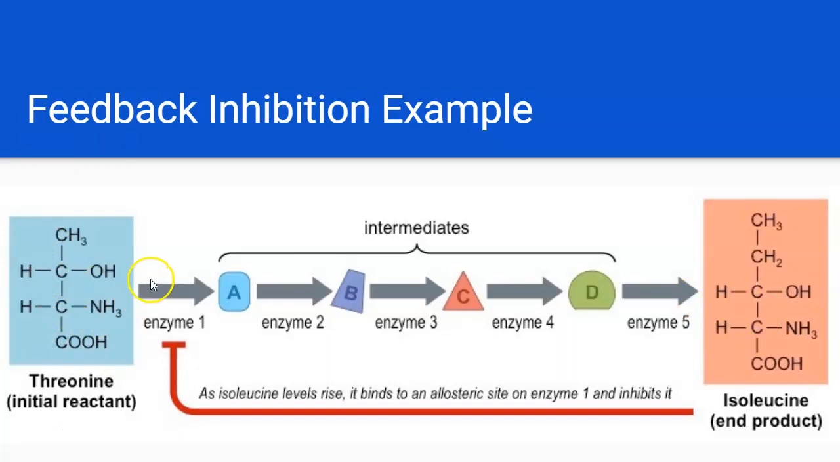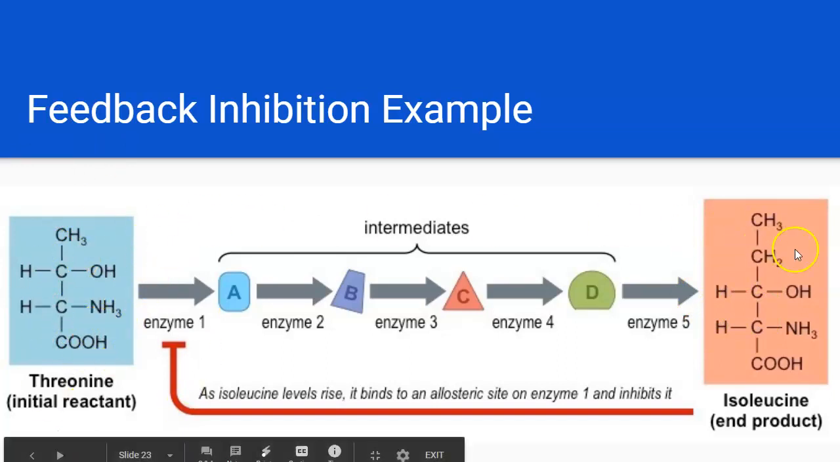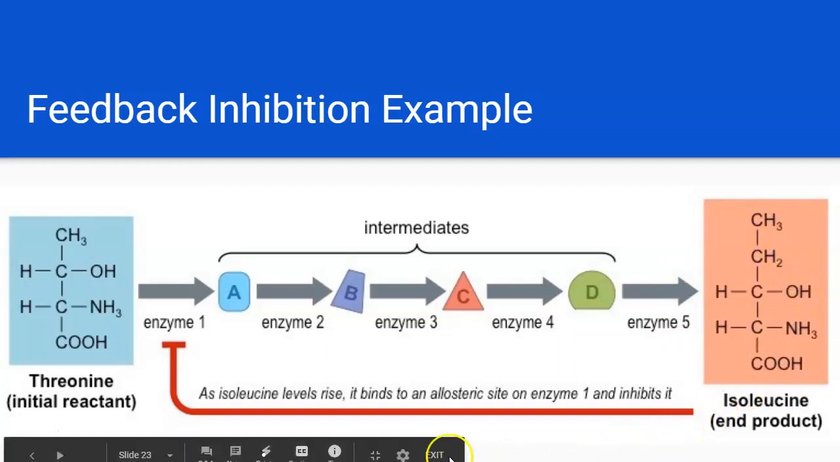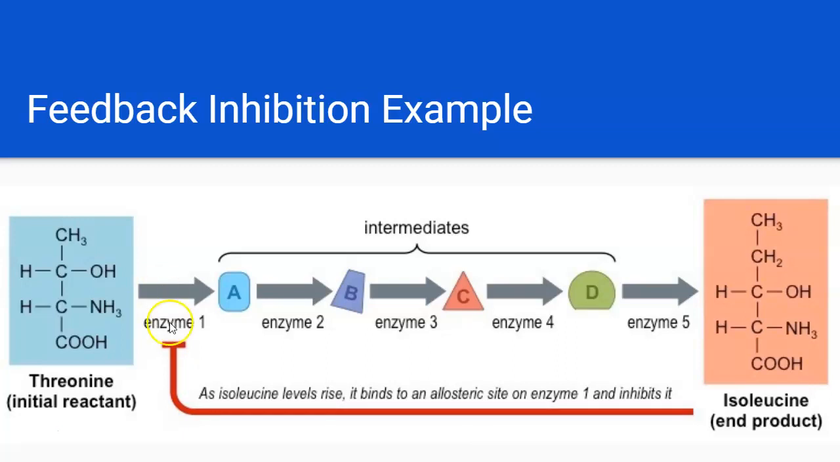One example is threonine, which is the initial piece and can change into isoleucine. There are a few different enzymes and a few different intermediates, but the end product is isoleucine. As isoleucine reaches a tipping point in levels and gets high, it actually binds to the allosteric site on enzyme 1, and in this case, it's acting as an inhibitor. This line here means that it's inhibiting. Acting as an allosteric or non-competitive inhibitor, it can then prevent any more isoleucine from being made.